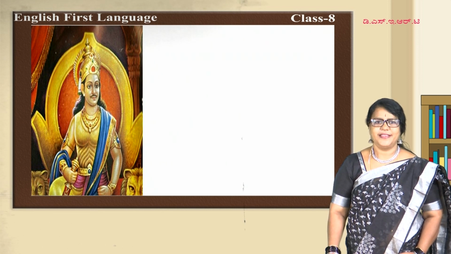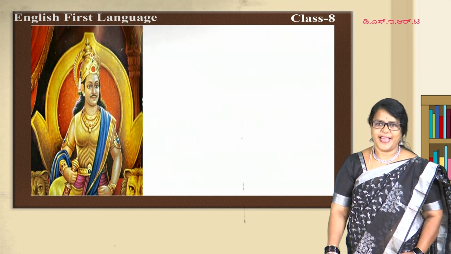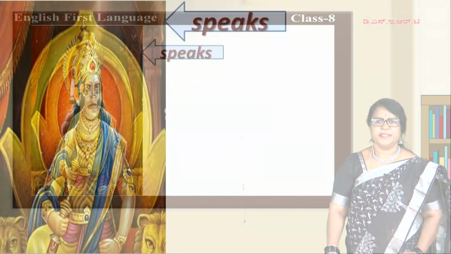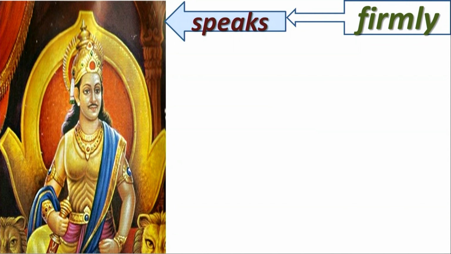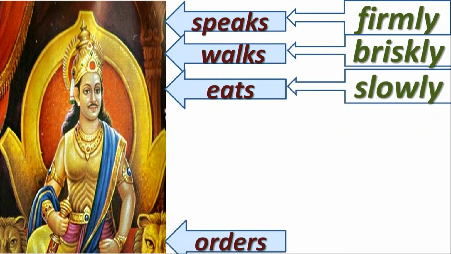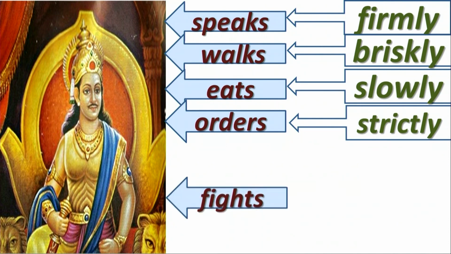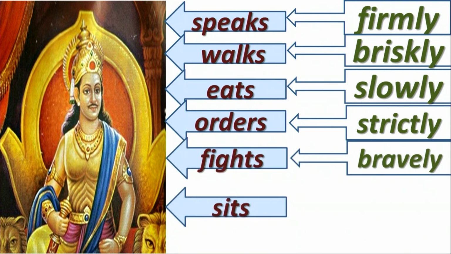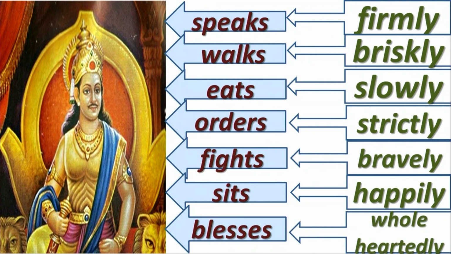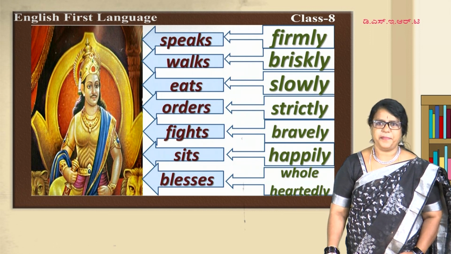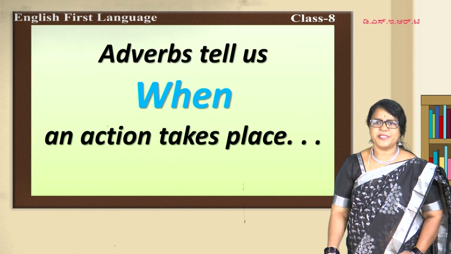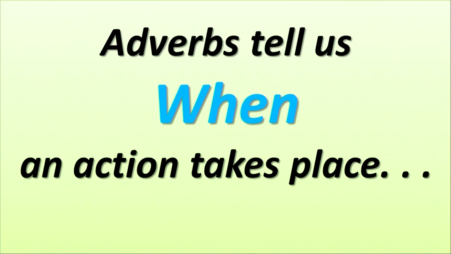Let's see, here is a king and let's see what are his actions and how the actions take place. The king speaks firmly. He walks briskly. He eats slowly. He orders strictly. He fights bravely. He sits happily. He blesses wholeheartedly. And that is how the action words happen, and these are adverbs. Let's see the next what adverbs tell us. Adverbs tell us when an action takes place.